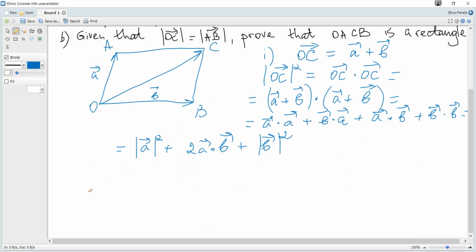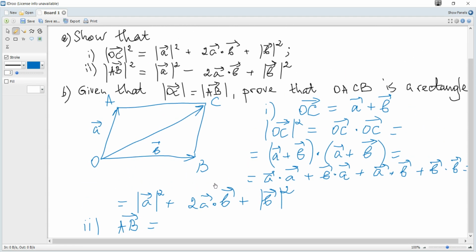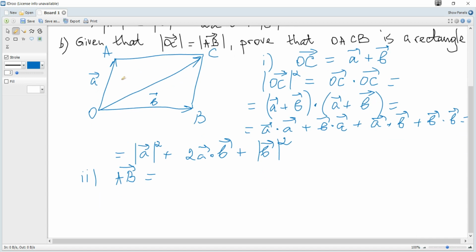And next, we need vector AB, and then the magnitude of AB squared. So what is vector AB? We can use directly the rule for the difference of two vectors: it's b minus a. Or you may use the triangle rule for the sum: it's AO plus OB, and AO is minus OA, so it's negative a plus b, which is b minus a.